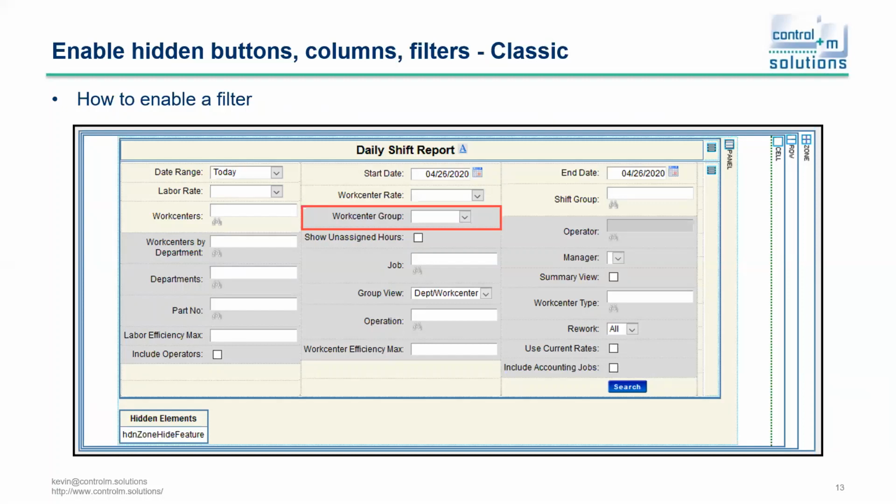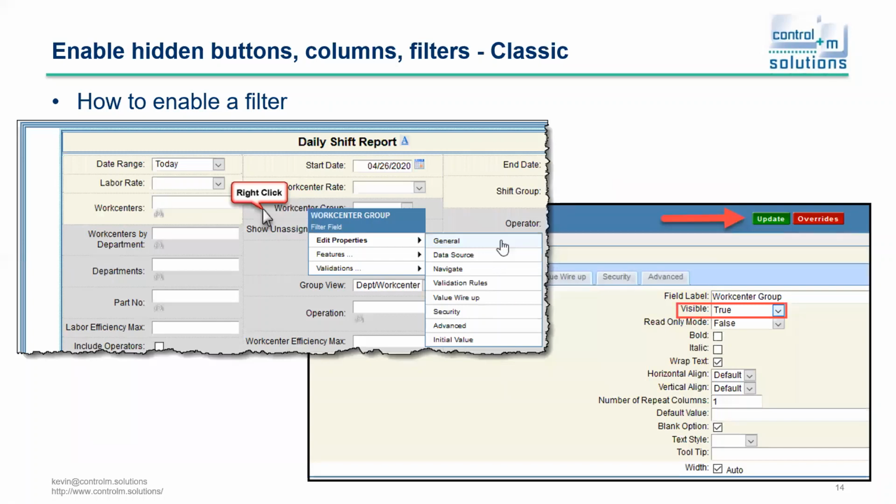So a quick visual indicator of what is available to us: if you notice, on this particular screen, the daily shift report, this is a view of when we're in design mode. And again, we'll show all this later in the session. Work Center Group is shaded in a dark gray color, right? So anything that's dark gray is not currently displayed on the screen when someone is running a report and using that to search.